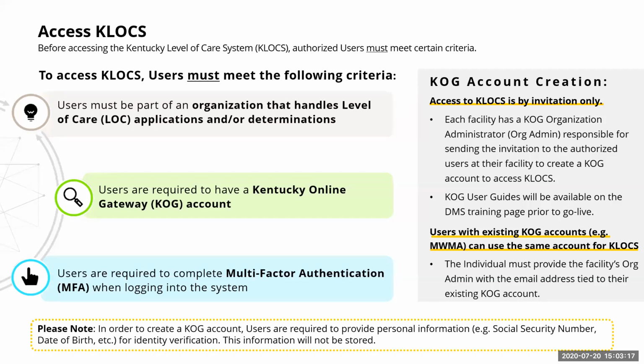In order to access KLOCS, users are going to have to meet the following criteria. They either have to be part of an organization that handles LOC applications or an organization that handles those determinations. Users are also required to have their own Kentucky Online Gateway, or COG, account. We do not recommend sharing. Everyone should have their own account, because when you share, you run the risk of increasing the chance of a potential HIPAA violation. If that individual leaves or someone else has your credentials, they could use them to get in the system under your name.